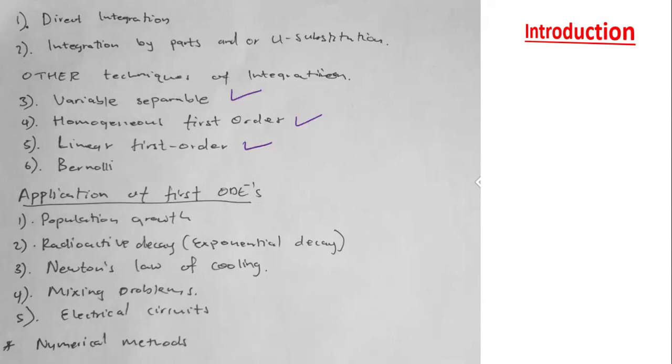And do not forget, I said all of these, number 1 to number 6, are the techniques that we use to actually integrate to do what? To determine the general solution. It could be general solution. It could be particular solution. It depends on what will be given to you. And then after, we're gonna jump to Bernoulli.